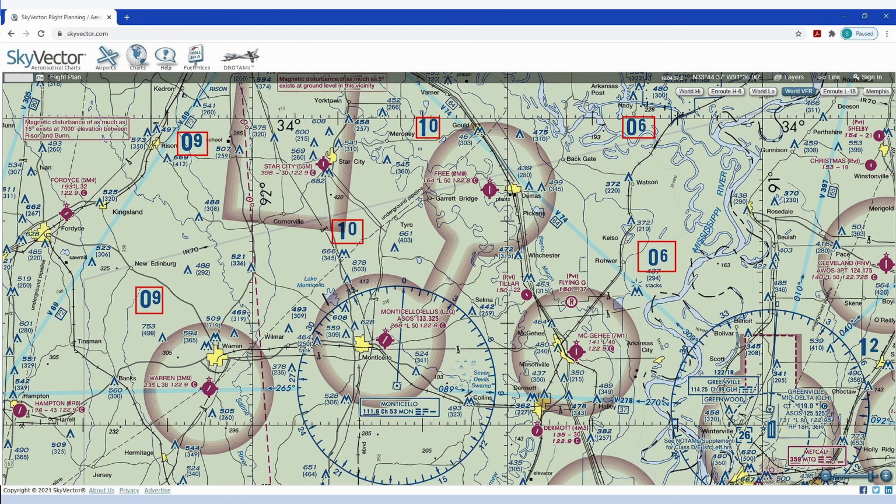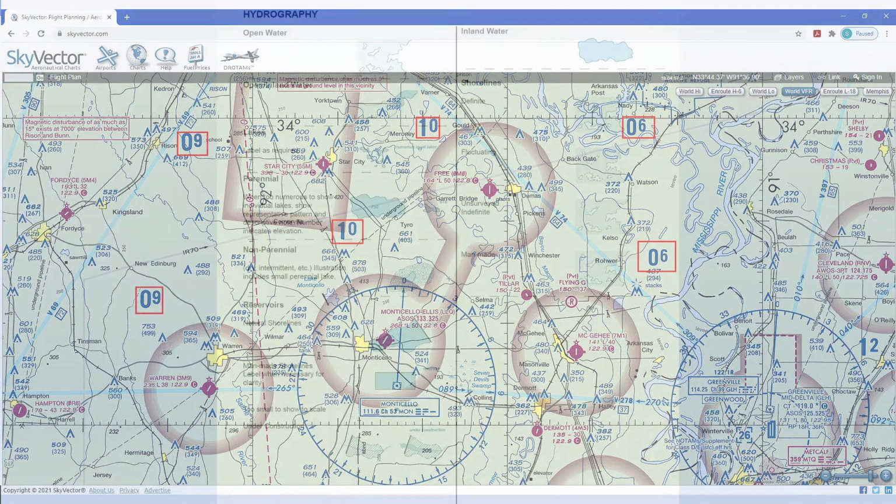A good rule of thumb is to use this number plus 1,000 feet to determine your minimum cruise altitude in a given area.